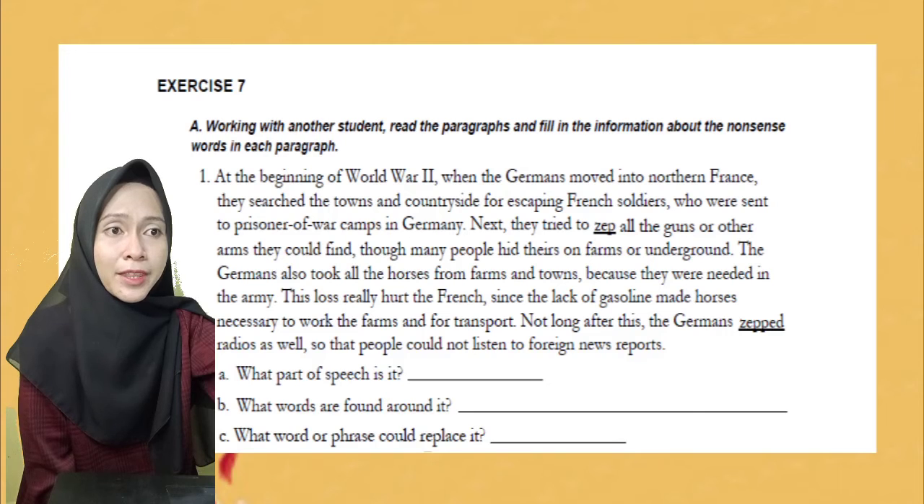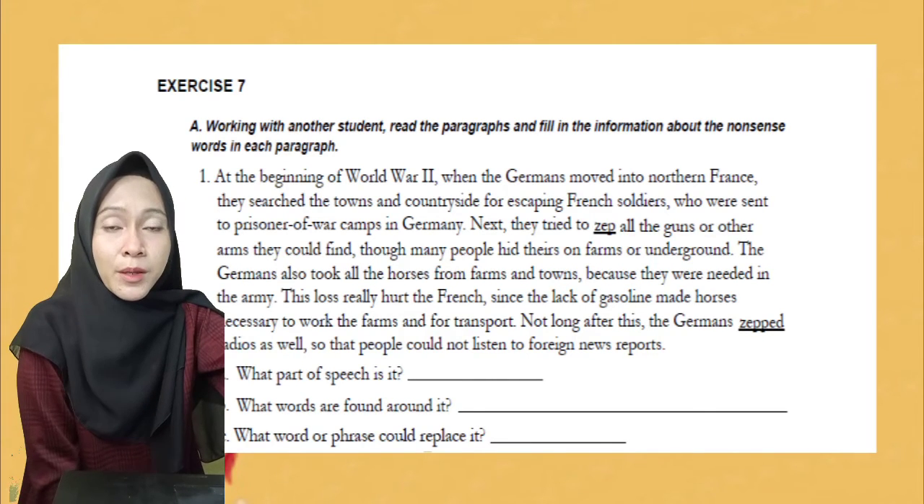So many people hid theirs on farms or underground. The Germans also took all the horses from farms and towns because they were needed in the army. This loss really hurt the French. This lack of gasoline made horses necessary to work the farms and for transport. Not long after this, the Germans zapped radios as well, so that people could not listen to the foreign news reports.